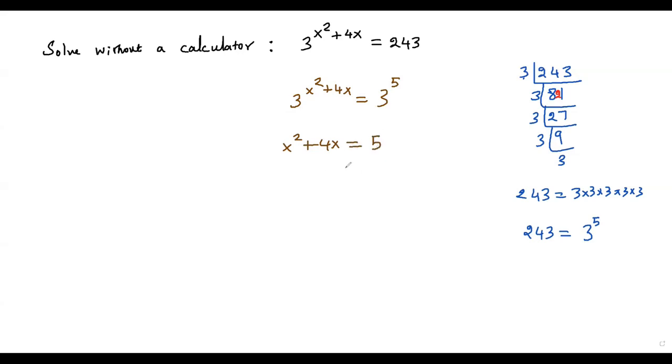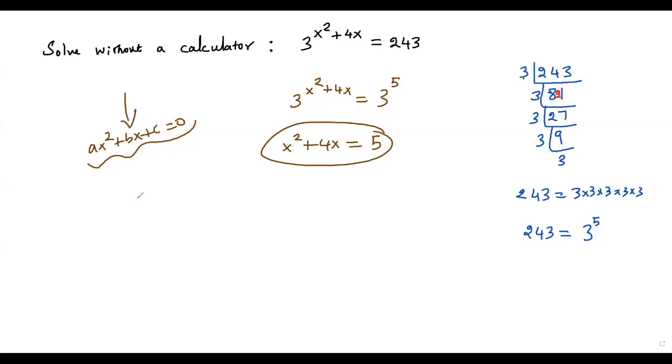Now I can subtract 5 so that I'll get the standard form of a quadratic equation on the left side, which is ax squared plus bx plus c equals 0. Once I get the quadratic equation in this form, I can solve it by factoring if it is possible. Otherwise, I can use the quadratic formula to solve the quadratic equation. But before trying to solve this one, please make sure that the given quadratic equation is in the form of ax squared plus bx plus c equals 0.